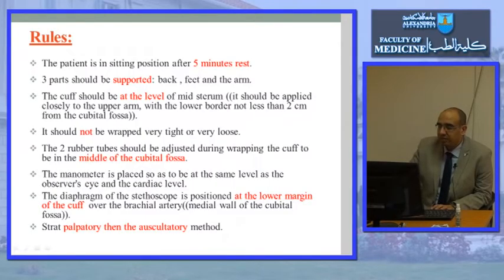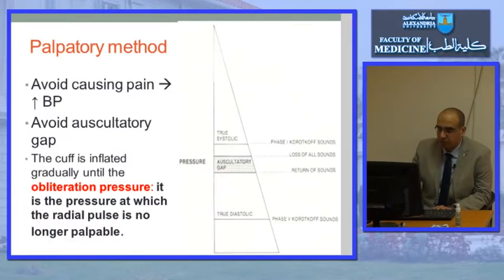It shouldn't be wrapped very tight or very loose. The two rubber tubes should be at the middle of the cubital fossa. The manometer is placed at the same level as the observer's eye and the cardiac level of the patient. The diaphragm of the stethoscope is positioned at the lower margin of the cuff, not completely below the cuff. It's a common mistake. Then after the patient is in the correct position, we start with the palpatory method, then the auscultatory method.